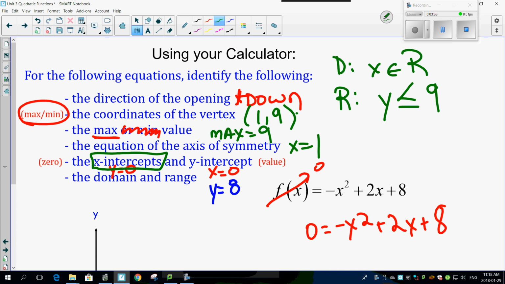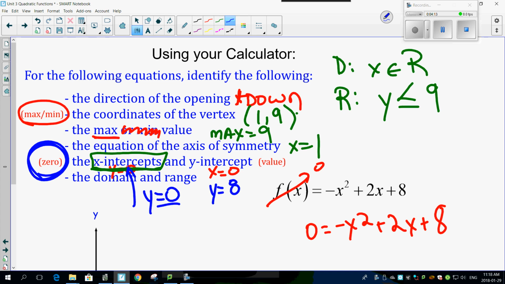Now, let's find the x-intercepts. But like I said before, I gave you a hint. You're going to use this function on the calculator, which is quite unique. It's called the zero. Why do we call it the zero? Well, remember, to find the x-intercept, y has to equal 0.